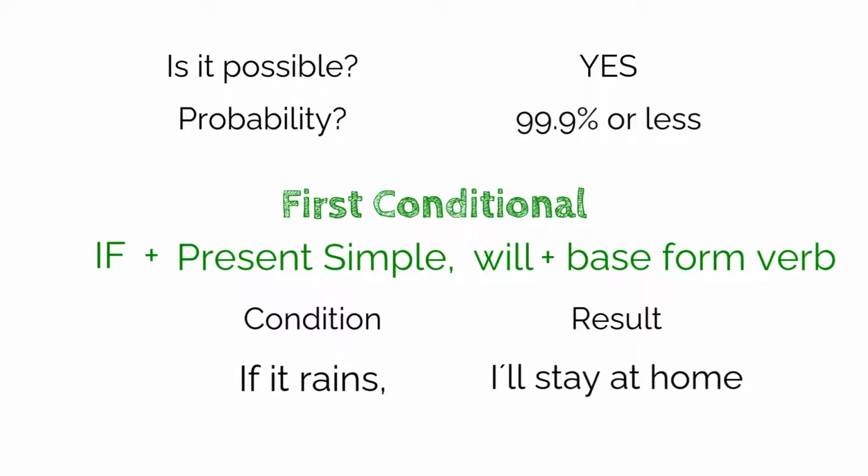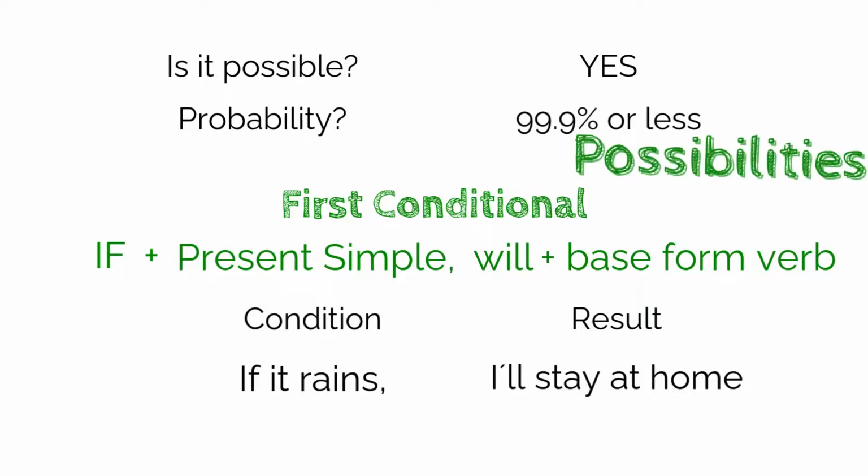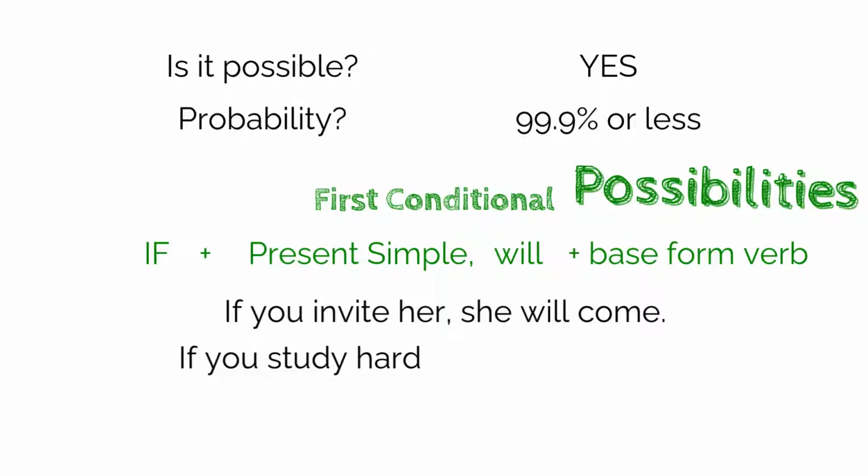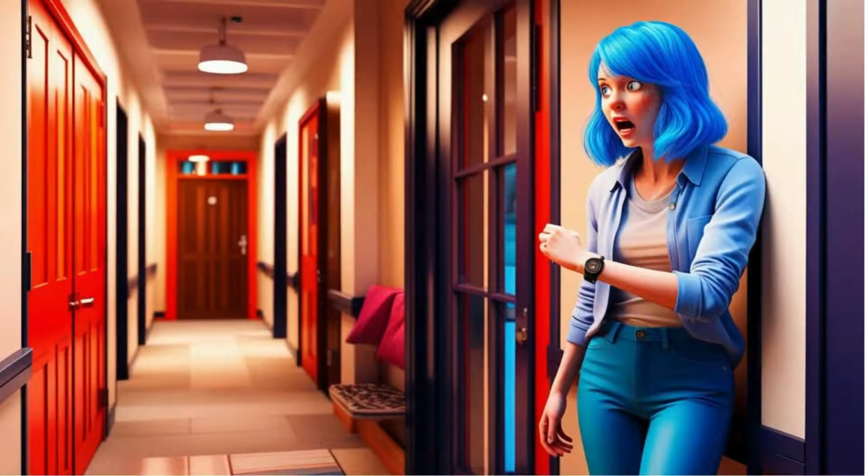The first conditional is used to talk about things that could actually happen. We are talking about a possibility, not a fact. We use it to talk about possible events and the results that will follow. See these examples. If you invite her, she will come. If you study hard, you'll pass the test. Here, we're talking about possibilities. There is a possibility to fail the test. For example, you are late, so you can't take the test.